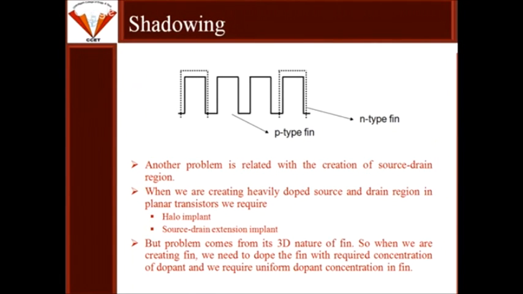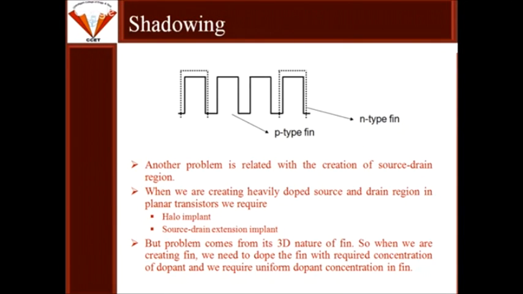Another issue is shadowing. Suppose we have a series of fins over the surface of the wafer. How have we created the fins? We have etched the upper surface and created the different fins. Now the fin has to be doped such that it acts like a channel. If we have to dope this fin area, how can we dope it? If you want uniform doping all around the fins, then the dopant material should flow from all directions to the fin.